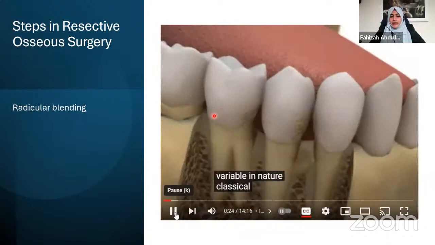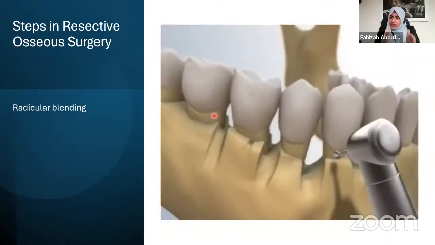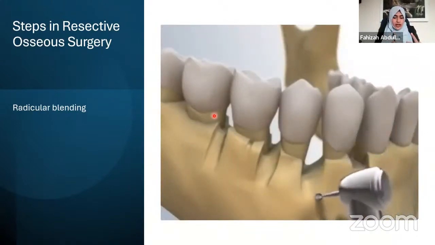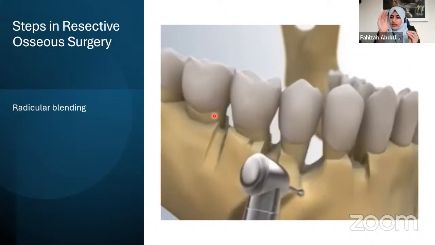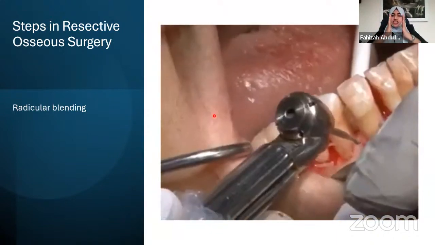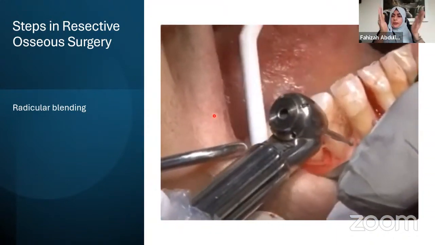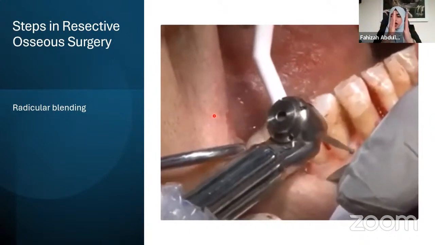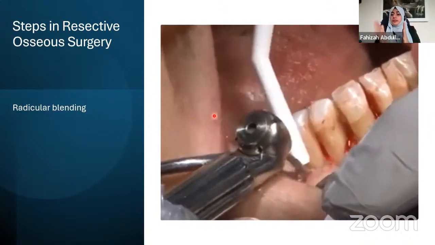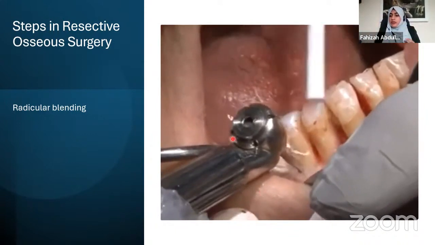Then comes the radicular blending. In radicular blending as well, we have done the vertical grooves. Radicular blending is not done in all cases. If it's a very minor defect or marginal bone deformity, then you can just round it off with the vertical grooving. But in case it's a thick bony margin, then when you do vertical grooving, there are sharp edges over there. So you need to blend the sharp edges which have been created because of the vertical grooving. So yeah, we do the radicular blending.